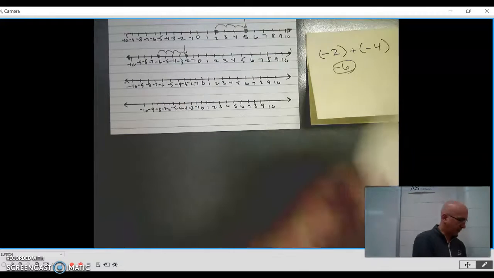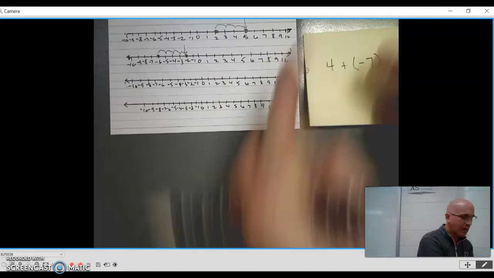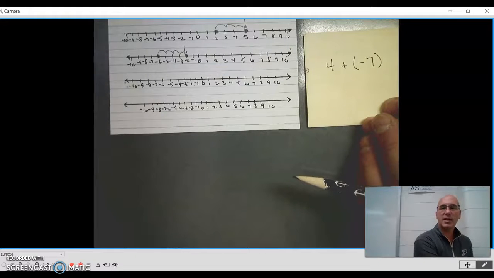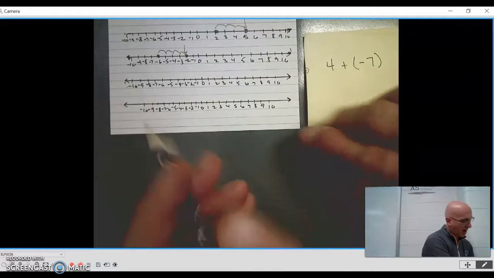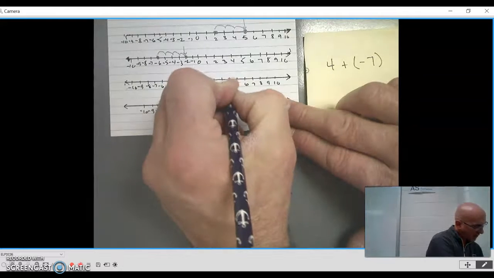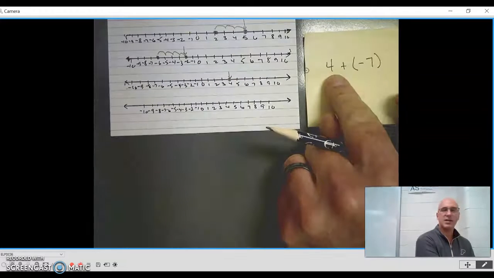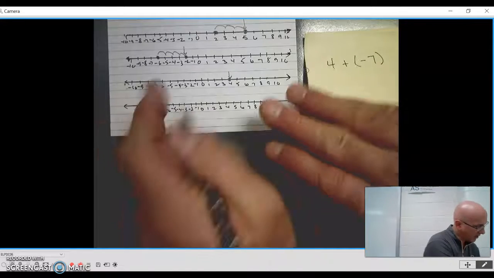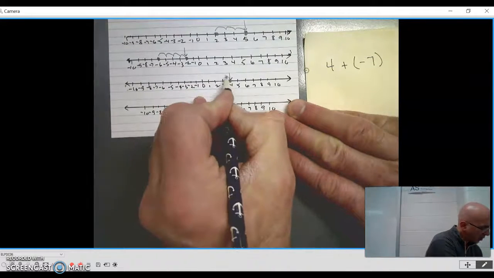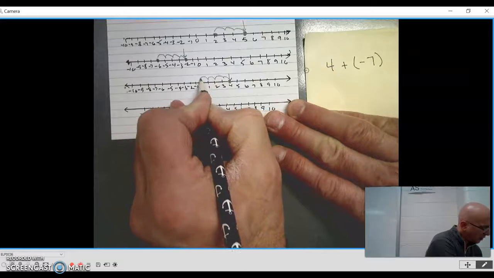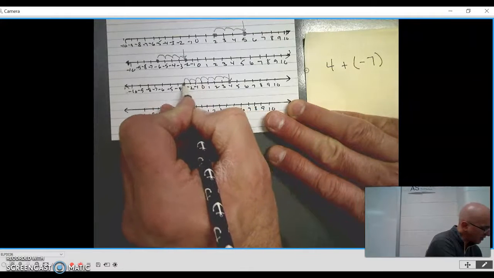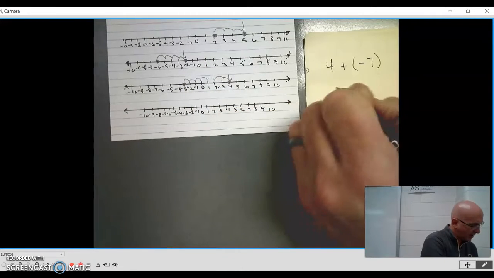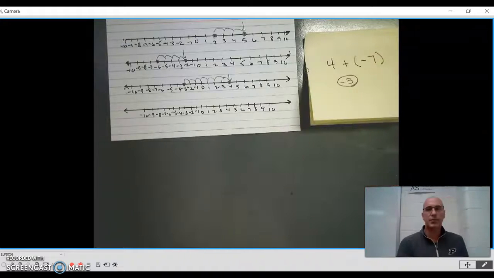Now a third one. 4 plus a negative 7. I am first going to start at 4. That's what it says to do. And then I'm going to move 7 in the negative direction. Negative 7. So to the left. 1, 2, 3, 4, 5, 6, 7. And I end up at negative 3.